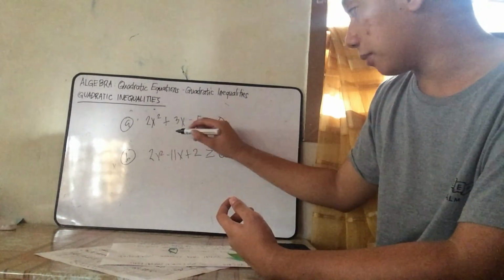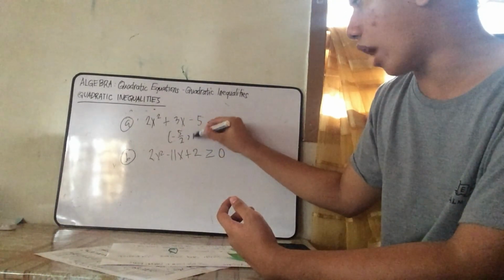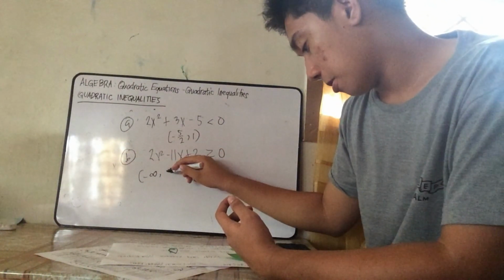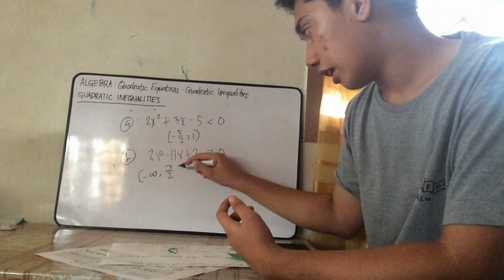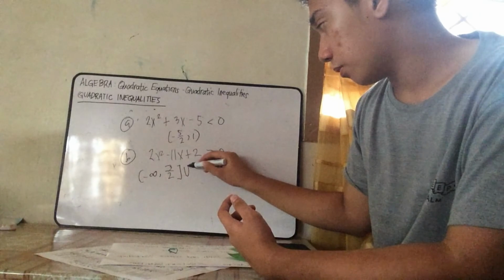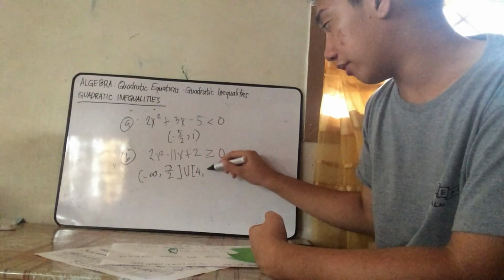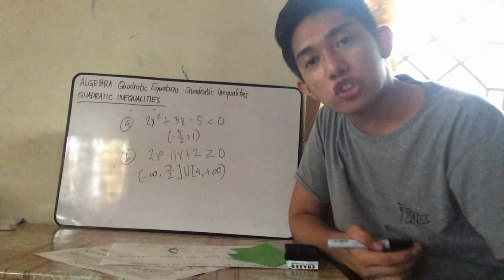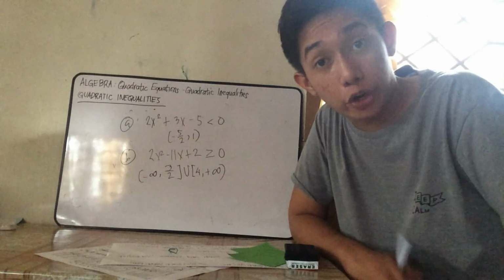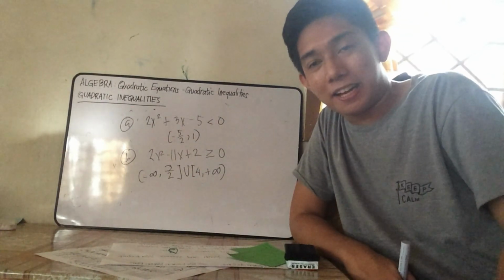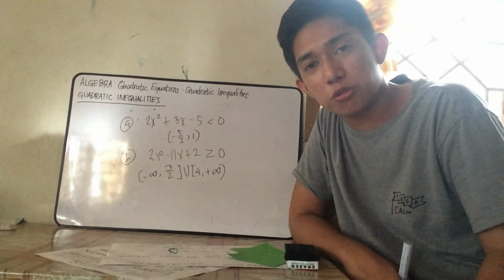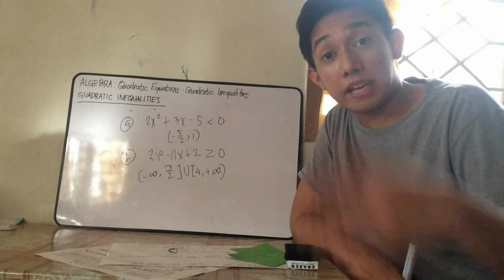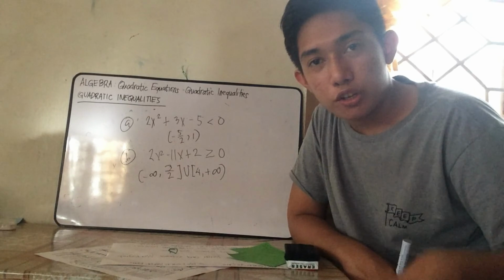So the answers of this one will be negative 5 halves and 1. And the other one will be negative infinity to 3 halves inclusive. Union for positive infinity. So, yan po yung mga answers na yung problem. So, ibibigay ko na sa inyo itong examples, then you solve it on your own. Okay? So, if you have questions again, clarifications, recommendations, comment. Okay? So, pagbibigay ako ng applications, stay tuned lang kayo.